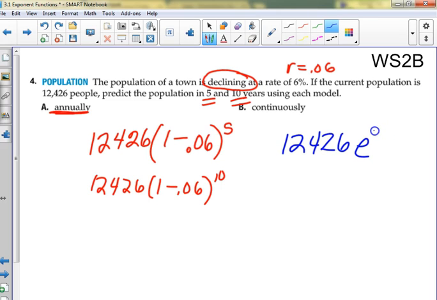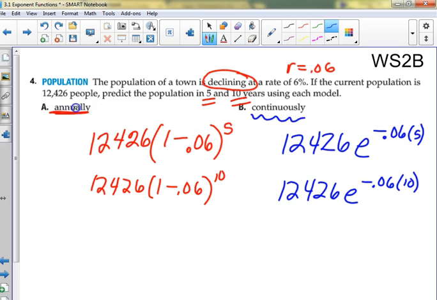e to the negative 0.06 for 5 years, or negative 0.06 for 10 years. Okay, continuously, annually just means every year. The answers are going to be close, but not exactly the same. In other words, 10 years later, if increasing at this rate versus decreasing at this rate, which one is going to end up a little bit smaller? Continuous interest: if you're earning continuous interest on your money, it grows faster. So in this case, because it's decaying, it will decay a little bit faster. All right.